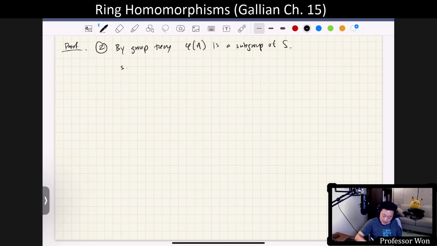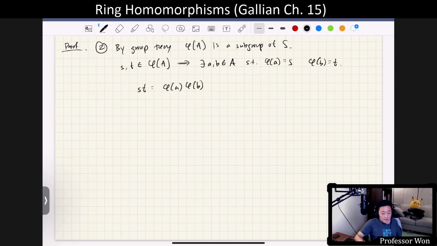We just need to check that phi of A is closed under multiplication. Right? So suppose that s and t are in phi of A. Well, that means, since they're in the image of A, that there exist a and b living in A such that phi of a is s and phi of b is t. Okay, but then what is st? st is phi of a times phi of b. And since phi is a ring homomorphism, that's phi of ab. And so st is again in phi of A. This ab is in A because A is a subring. Hence, if A is a subring, then phi of A is an additive subgroup which is closed under multiplication. So phi of A is, in fact, a subring of S.